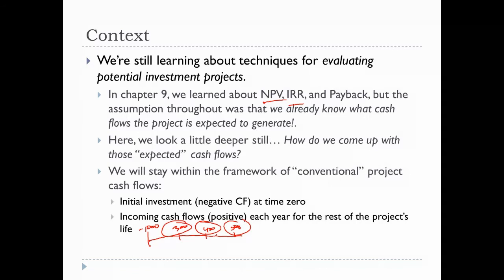What I've shown here is an example of what you would call a conventional set of project cash flows, meaning that it starts with an initial investment, a negative cash flow up front at time zero, representing the cost of the investment. And everything beyond that in future periods is a positive cash flow. We make a single investment and we generate benefits in future periods. All the projects that you encounter in this chapter, at least in this class, will be of that nature. It's not necessarily always the case, but for simplicity, we'll keep it that way.